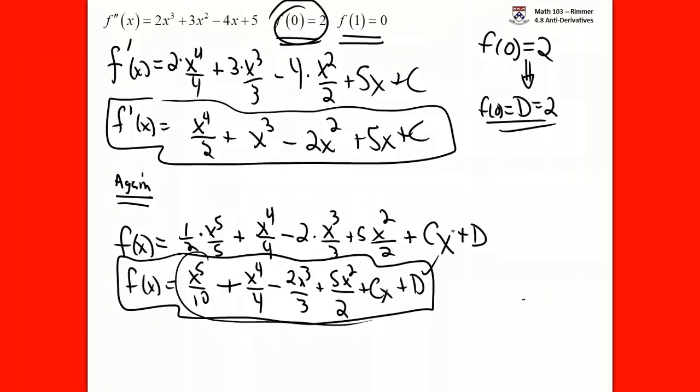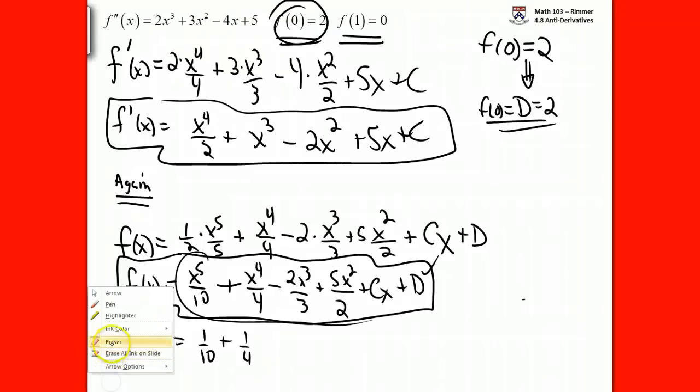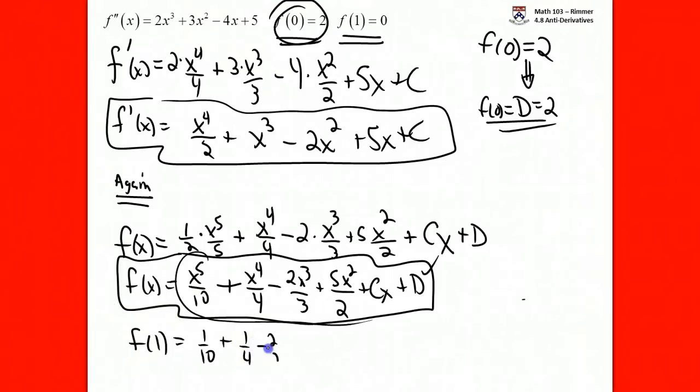Let's go get C using this other piece of information. Now that we know that D is 2, when we plug a 1 in, we'll get a 10th. We add a 4th. We take away 2/3. We add on 5 halves. We love plugging 1s into polynomials too. You just get coefficients. Then we get C, and then we get D, because D is 2, so we just say plus a 2. And this is supposed to be 0. So we set it equal to 0, and we solve for C.